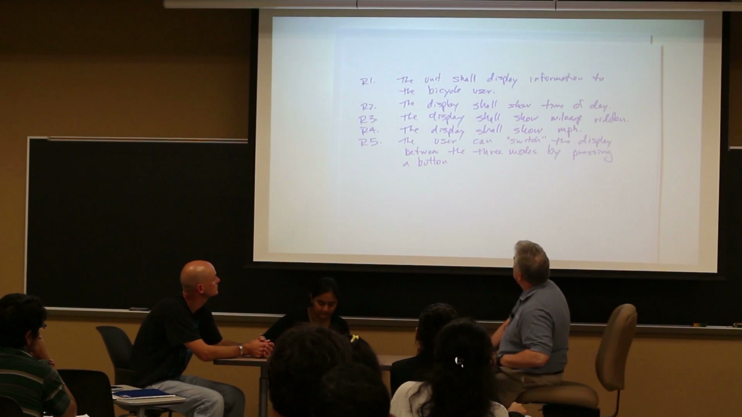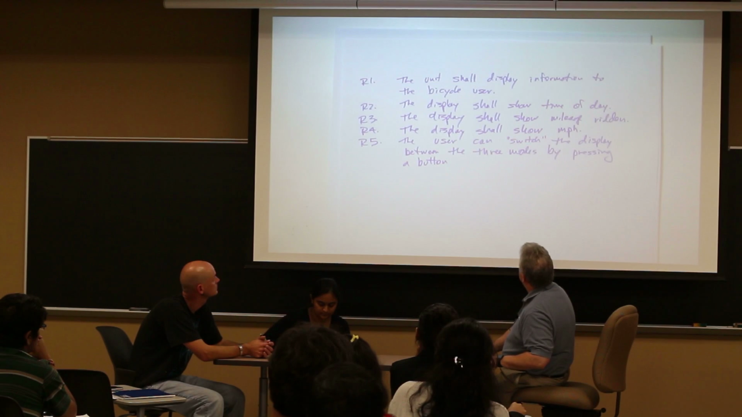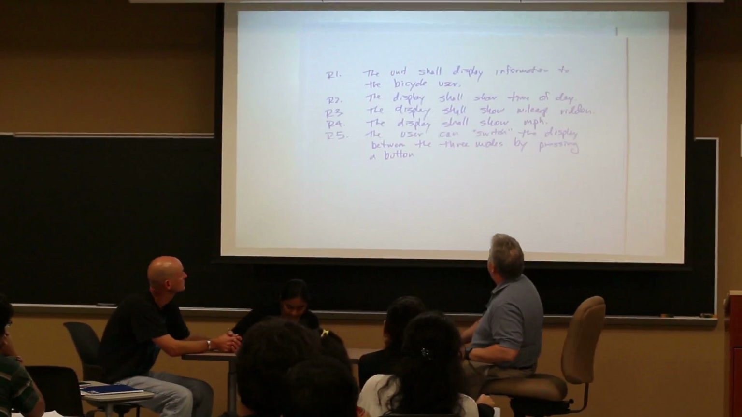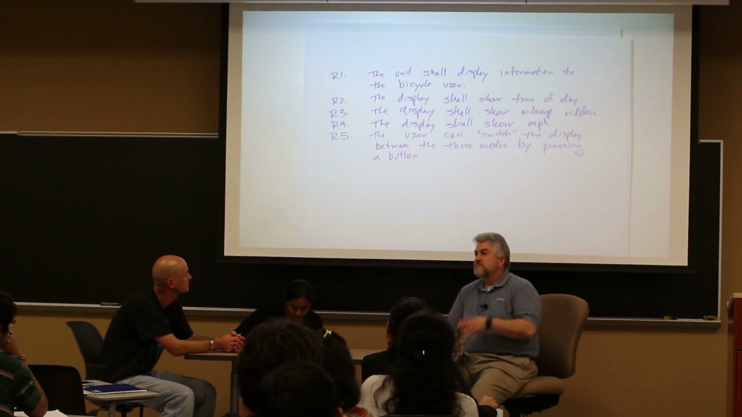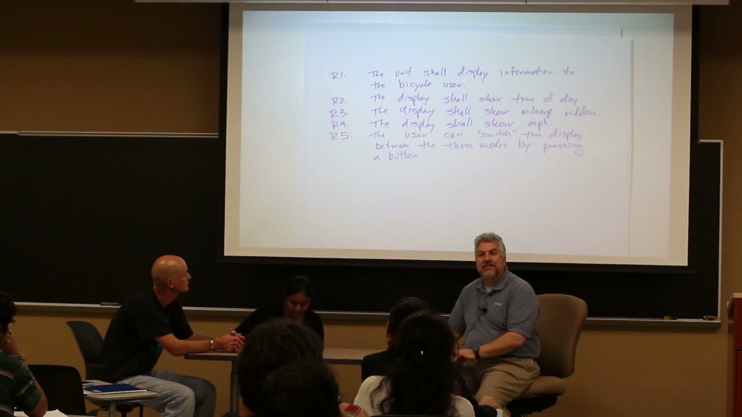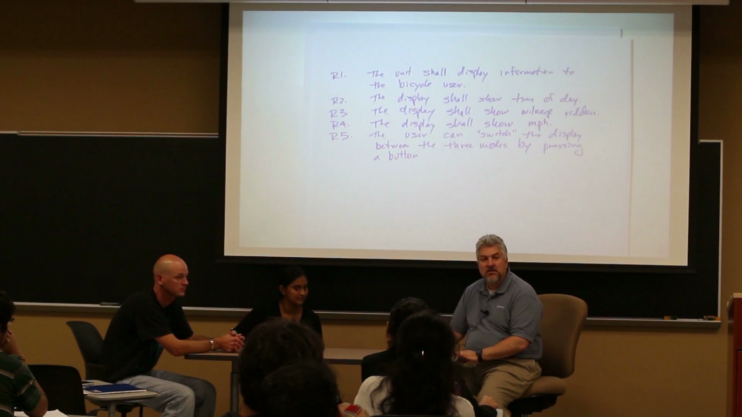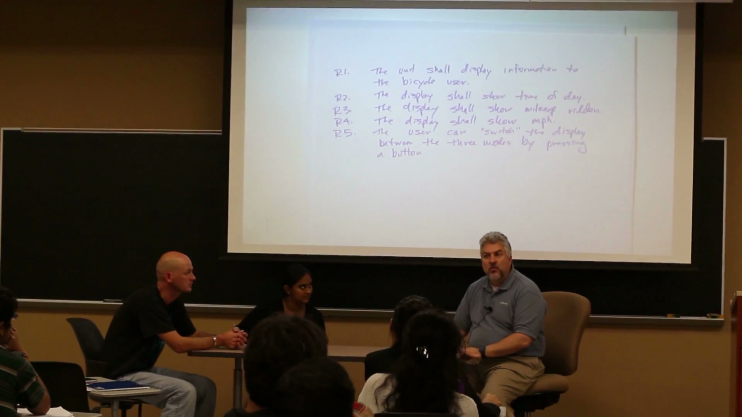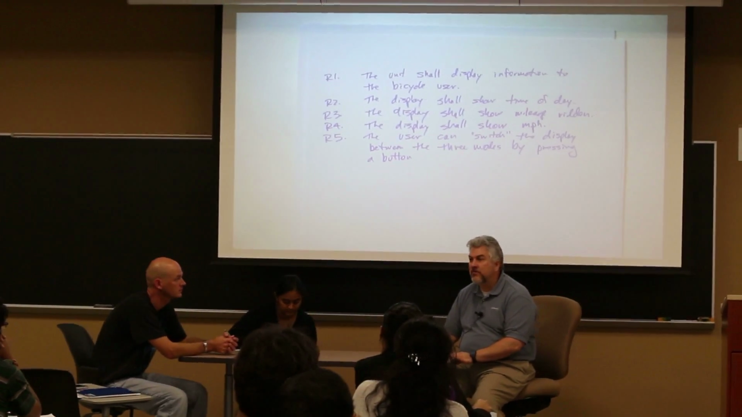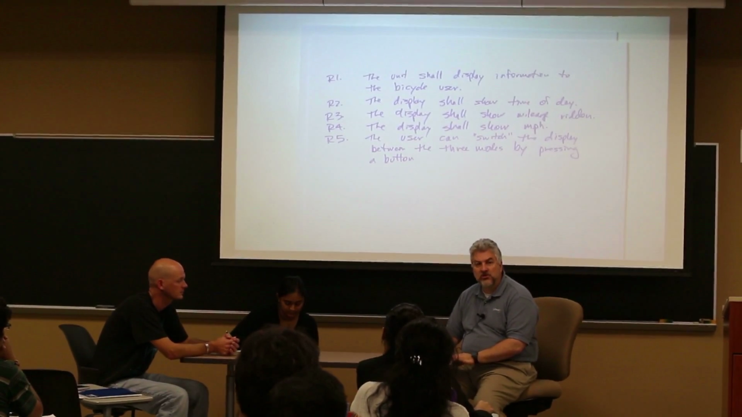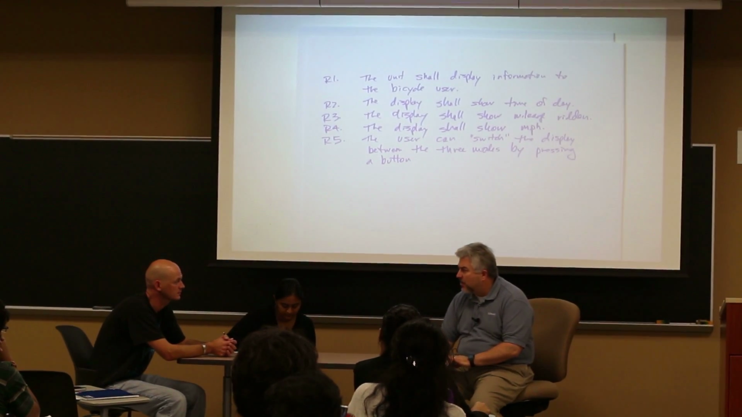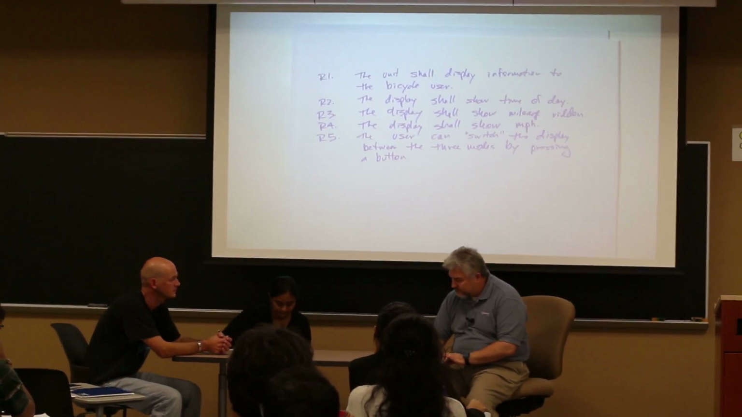So perhaps the unit shall have an 8-character display, which will show different types of information to the bicycle user. All right, so perhaps we can add that in.